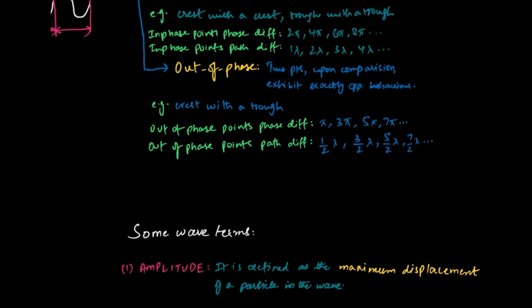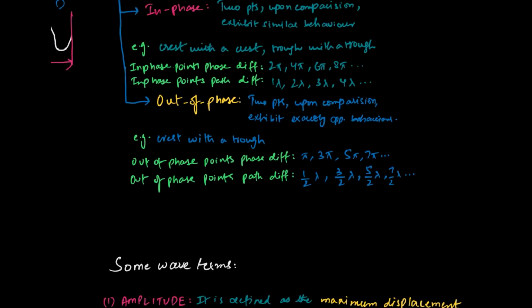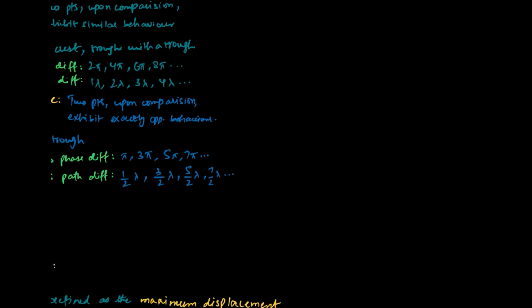So moving on, what are out-of-phase points? Out-of-phase points are the points that upon comparison exhibit exactly the opposite behavior. This means that they have opposite directions of travel. Let me draw one wave, which will be perfectly fine. Oppositely means, for example, if I compare a crest with a trough and the direction of travel is towards the right.